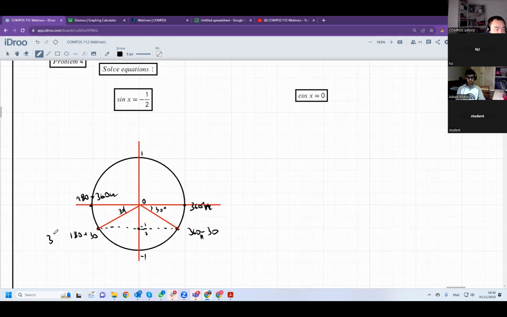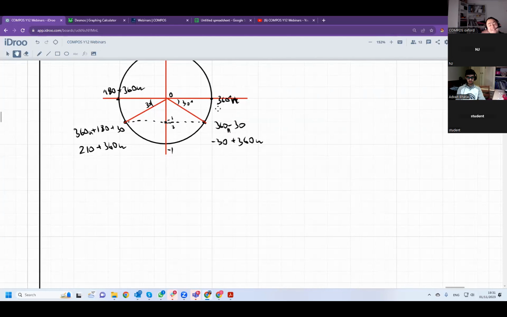So 360n plus 180 plus 30. So the answer actually is 210 plus 360n, or -30 plus 360n. Now, this looks a bit ugly. So basically, we say x is either 210 plus 360n, or x is -30 plus 360n.